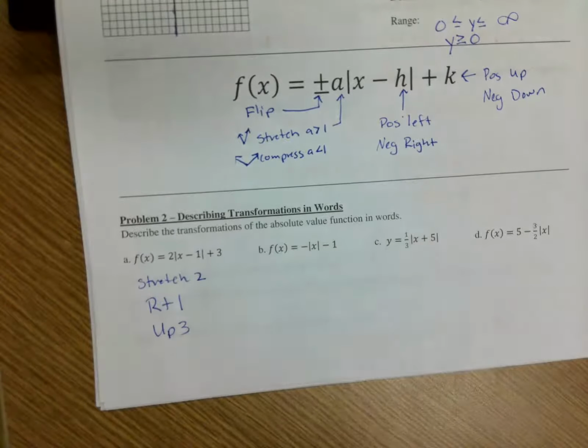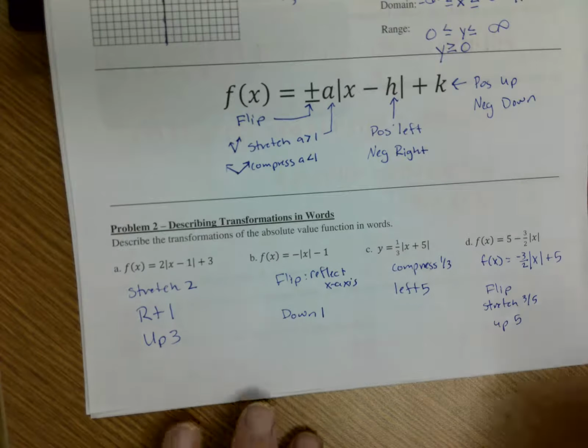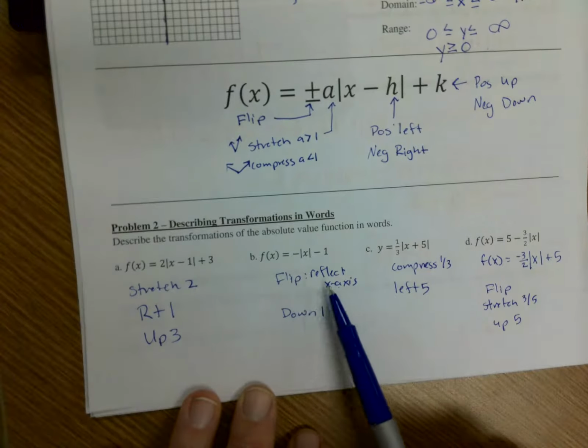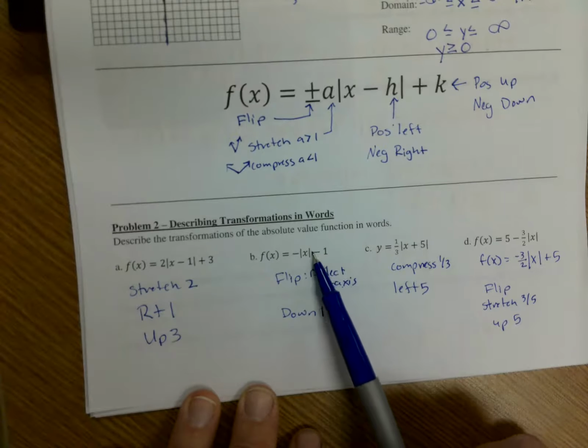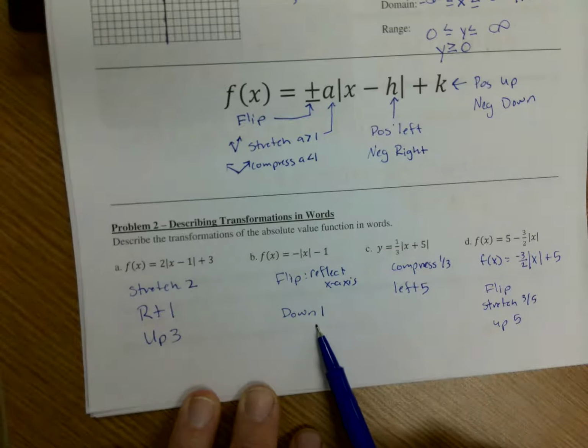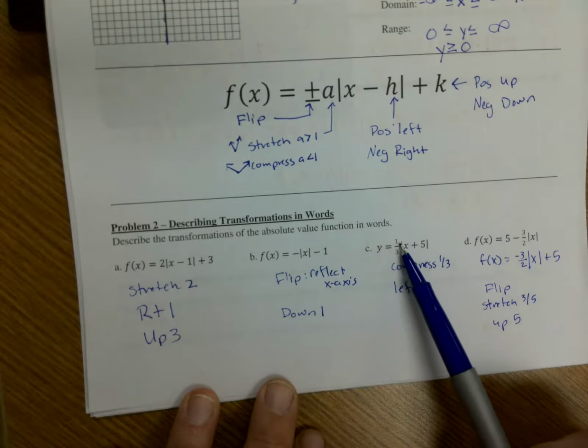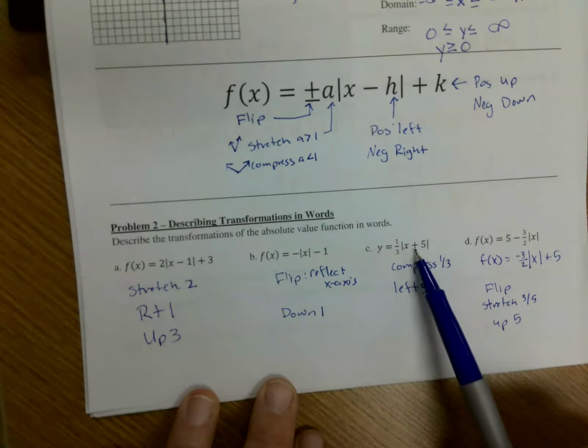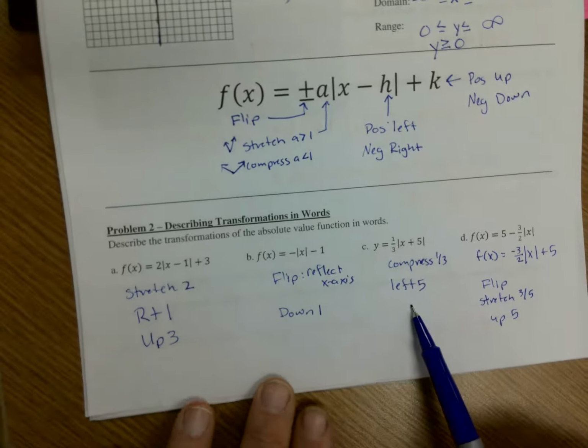Right now, I want you to pause the video and try to do the rest of these by yourself. So this right over here will flip or reflect over the x-axis. This is on the outside, so it's going to move down 1. Here, this is less than 1, so it's going to compress 1/3. It's on the inside, so this is where it's opposite, so this is going to move to the left 5.